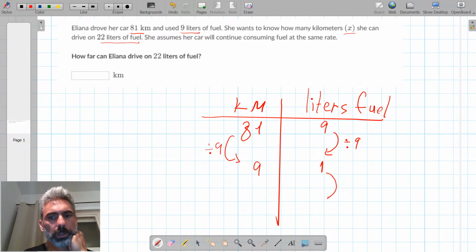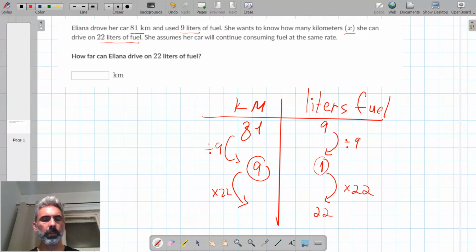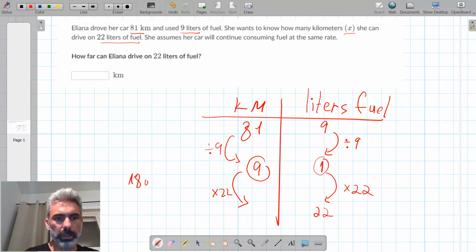So to go from 1 to 22, I multiply by 22. So 1 times 22 is 22. And if 1 liter is good for 9 kilometers, I need to multiply 9 times 22. 9 times 20 is 180, and 9 times 2 is 18.